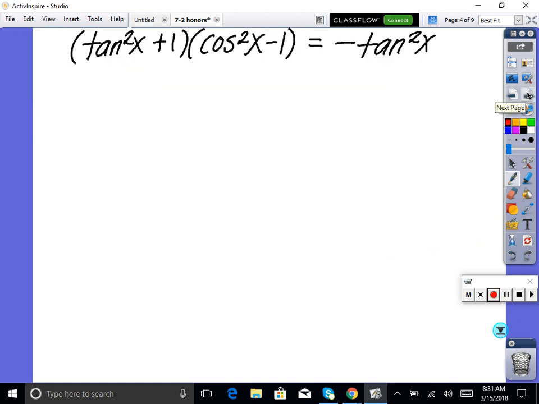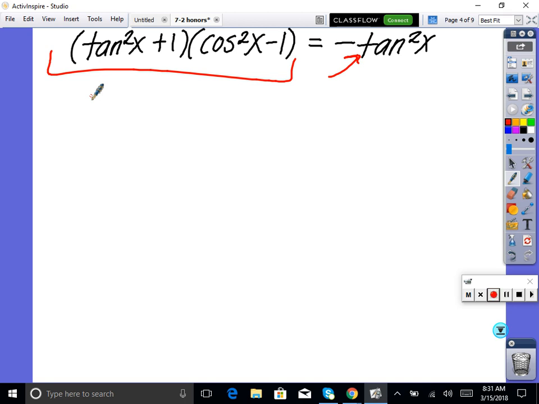Only a couple more examples and then we'll be done. Okay, so with this one, this is not as pretty a side. This side is great, so let's leave that alone and let's try to get there. So tangent squared plus 1, is that an identity? It's not?